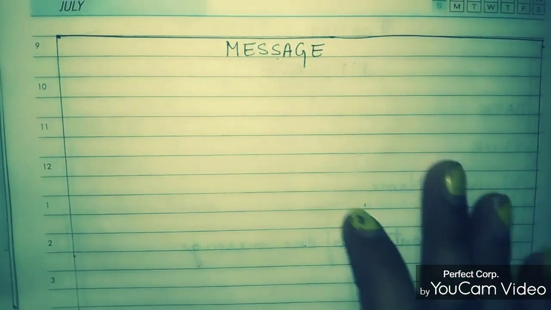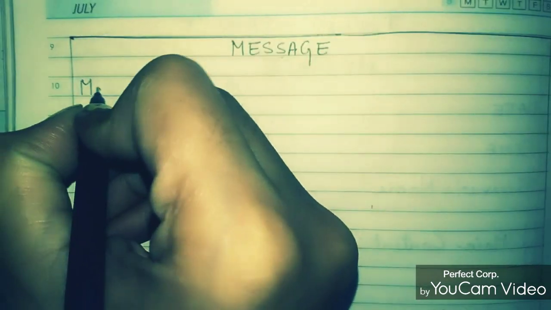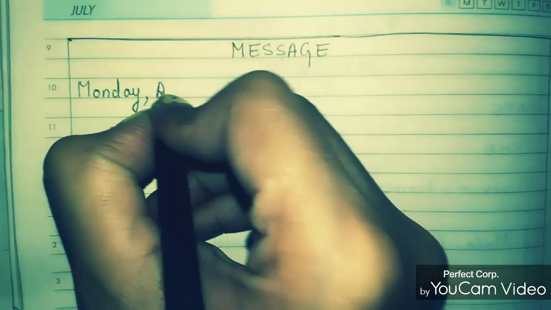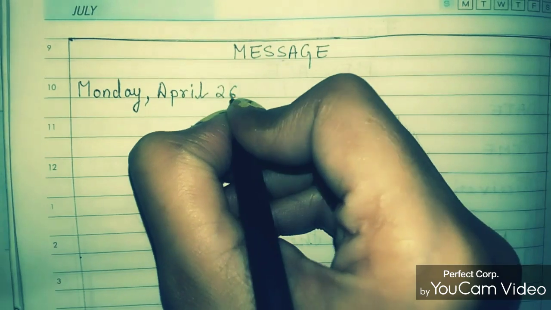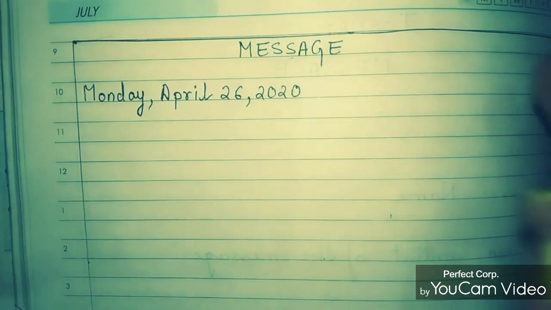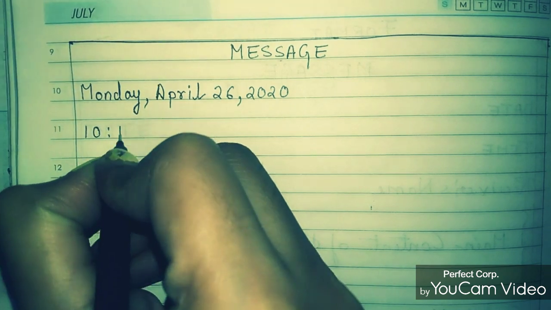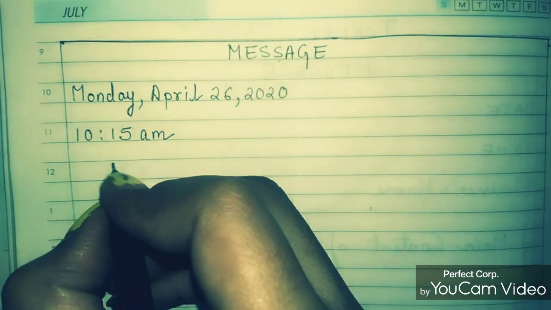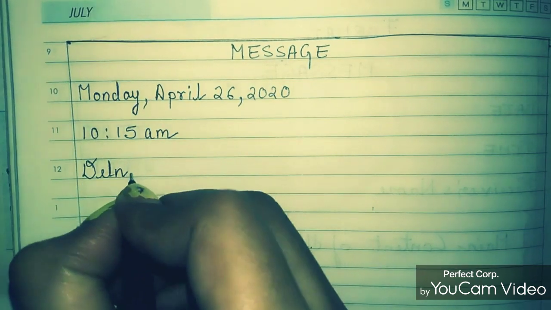So already I have made the box. Now the message I have written. Now Monday, comma, April 26, 2020. Leave one line and write the time, 10:15 a.m. Who is the receiver? Dilnaz.